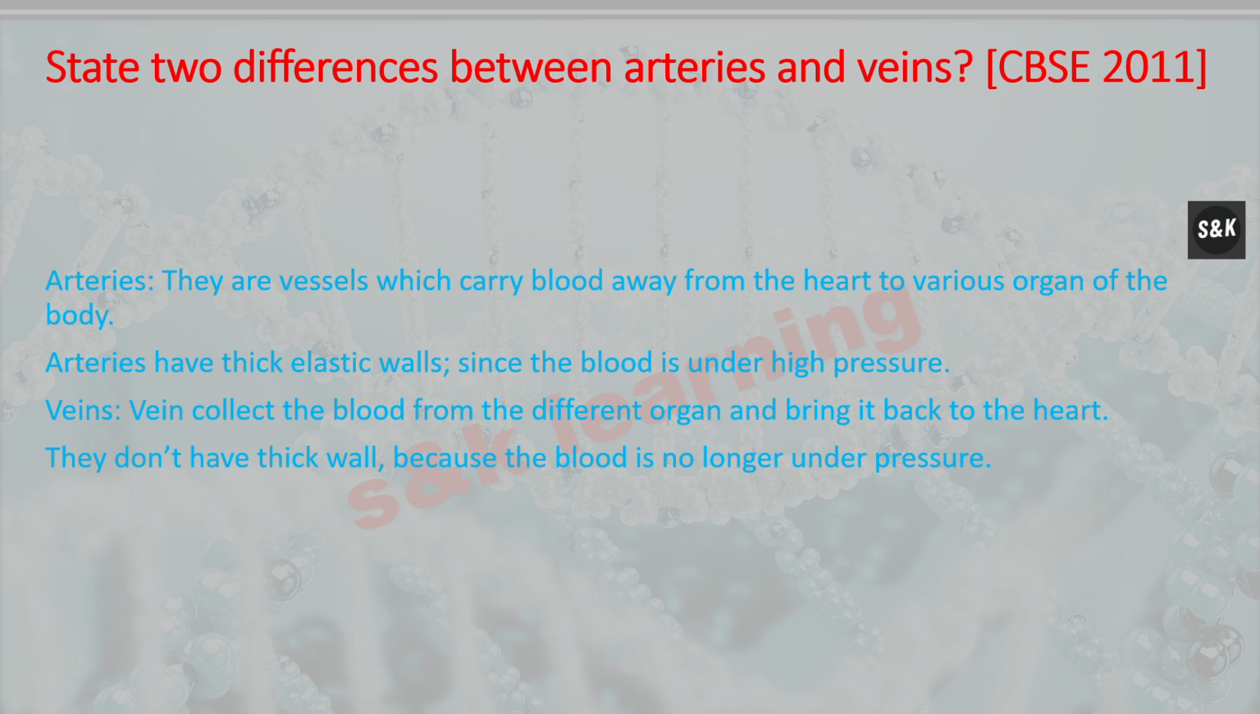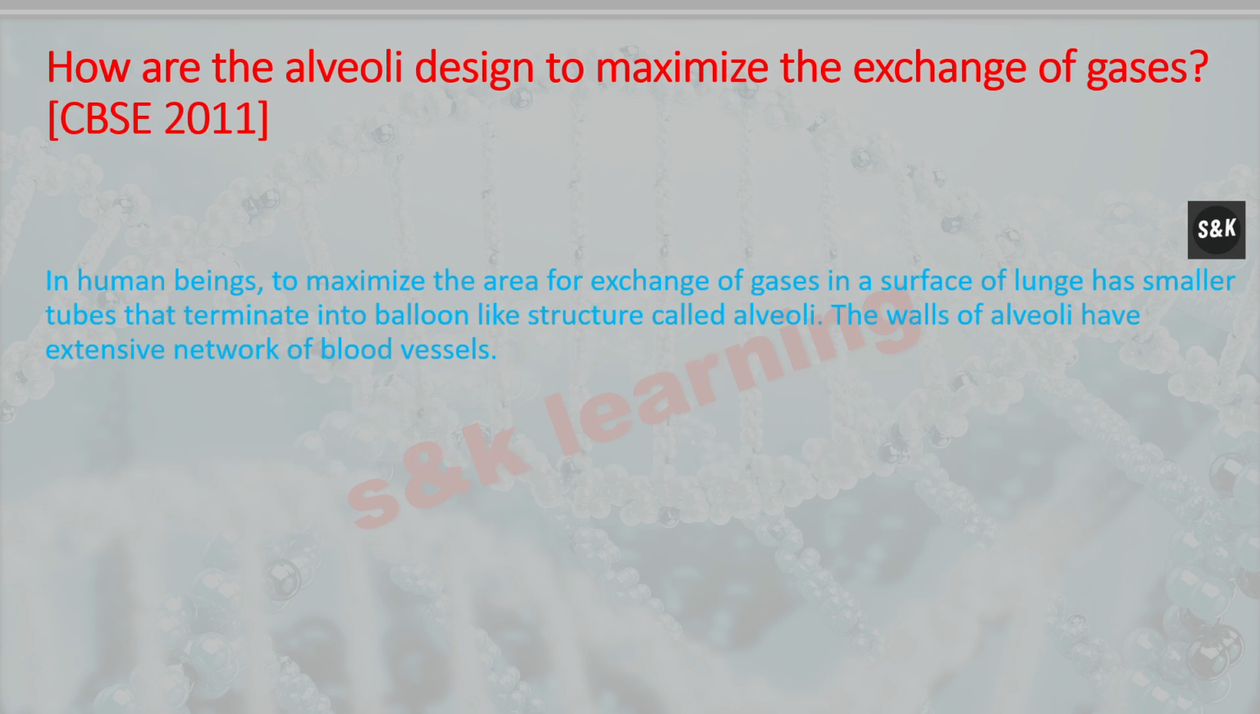They don't have thick walls because they don't carry blood under high pressure. How are the alveoli designed to maximize the exchange of gases? In human beings, to maximize the area for exchange of gases, the surface of the lungs has smaller tubes that terminate into balloon-like structures called alveoli. The walls of the alveoli have an extensive network of blood vessels.